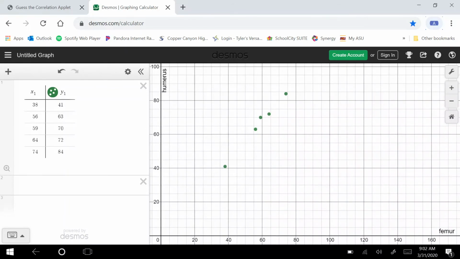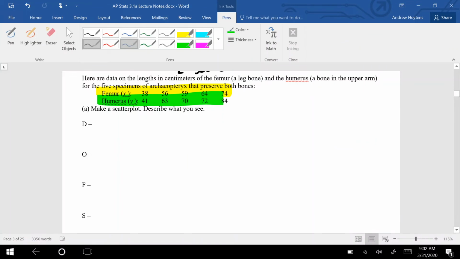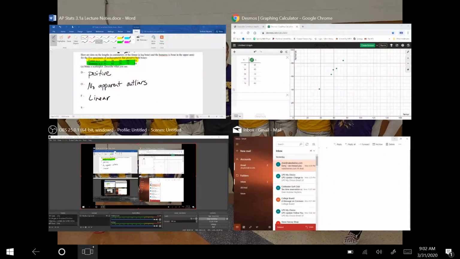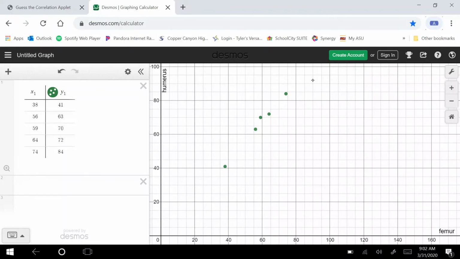So describe what I see. All right, so just briefly, I'm going to talk about direction, outliers, form, and strength again. Jot a few things down in my notes. So my direction, clearly, is positive. I have no apparent outliers. My form is pretty linear. So again, positive direction, no outliers. Points are pretty close to being on the same line.